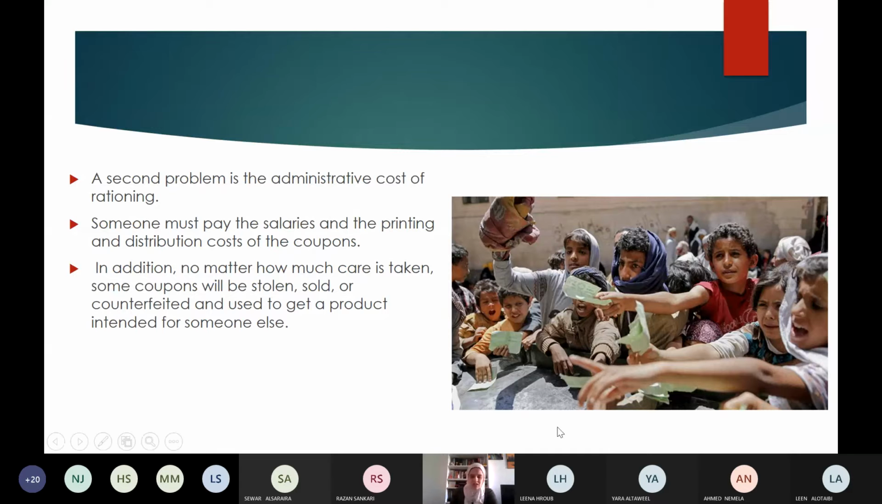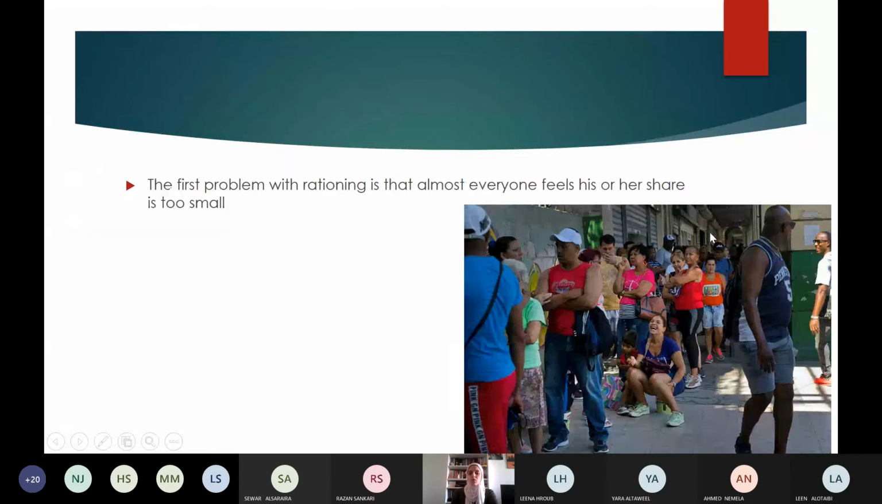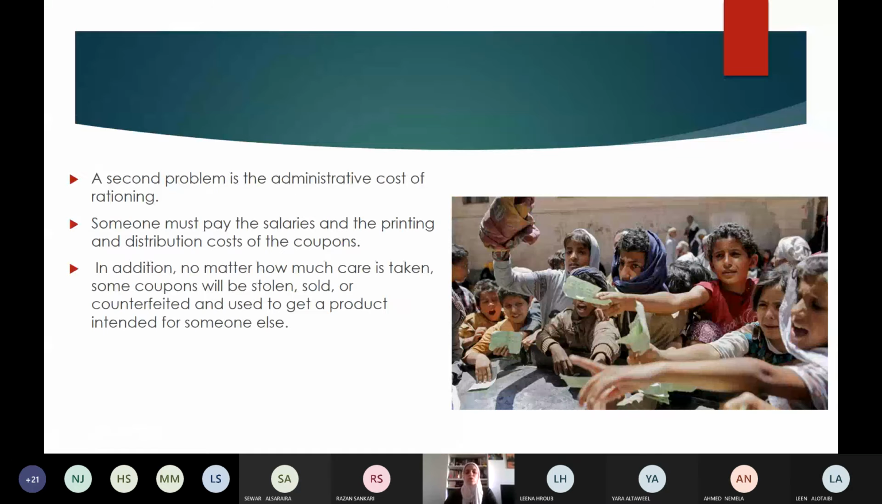This picture is real, girls. This is in Afghanistan. This is in Cuba. People were standing to buy soups. And these pictures are real. They distribute coupons. People go to buy with the coupons. They found nothing. They have been stolen. They have been taken. It is wasted. We can't know who took it.